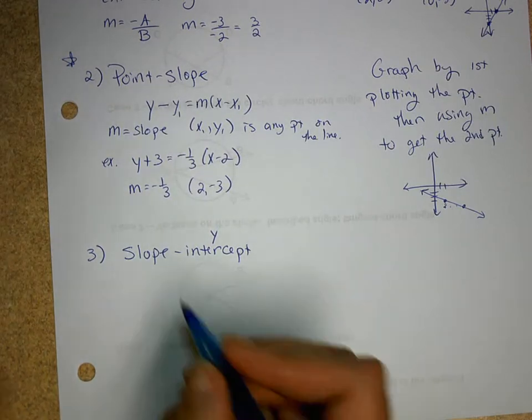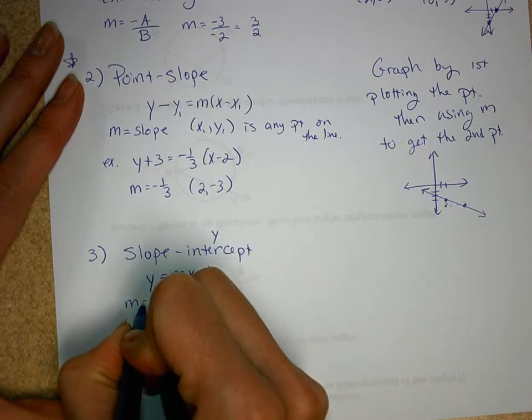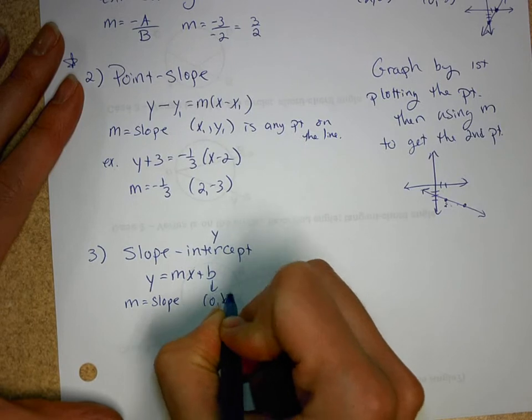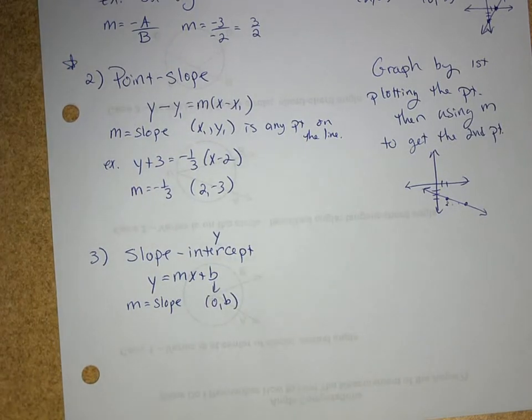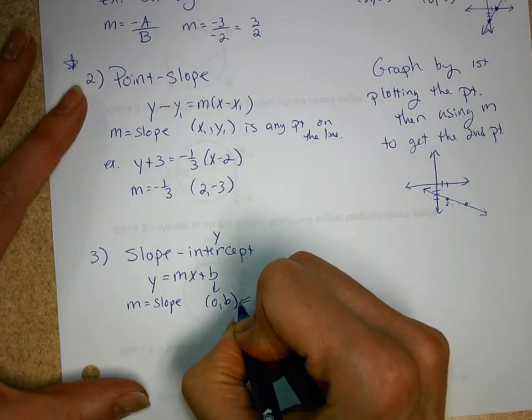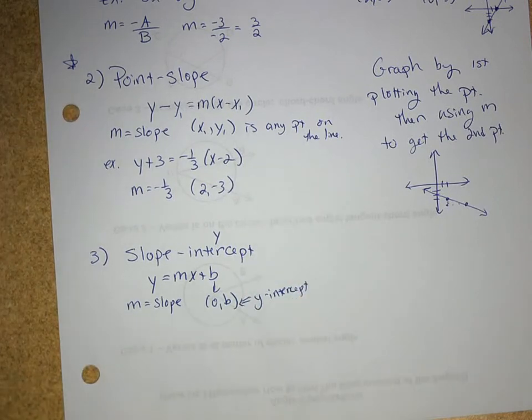Okay, slope y-intercept. So we get y equals mx plus b. M again equals your slope. And b is the y coordinate of your y-intercept. But remember, your intercept is a point, not a number. I don't care how many times people say otherwise.